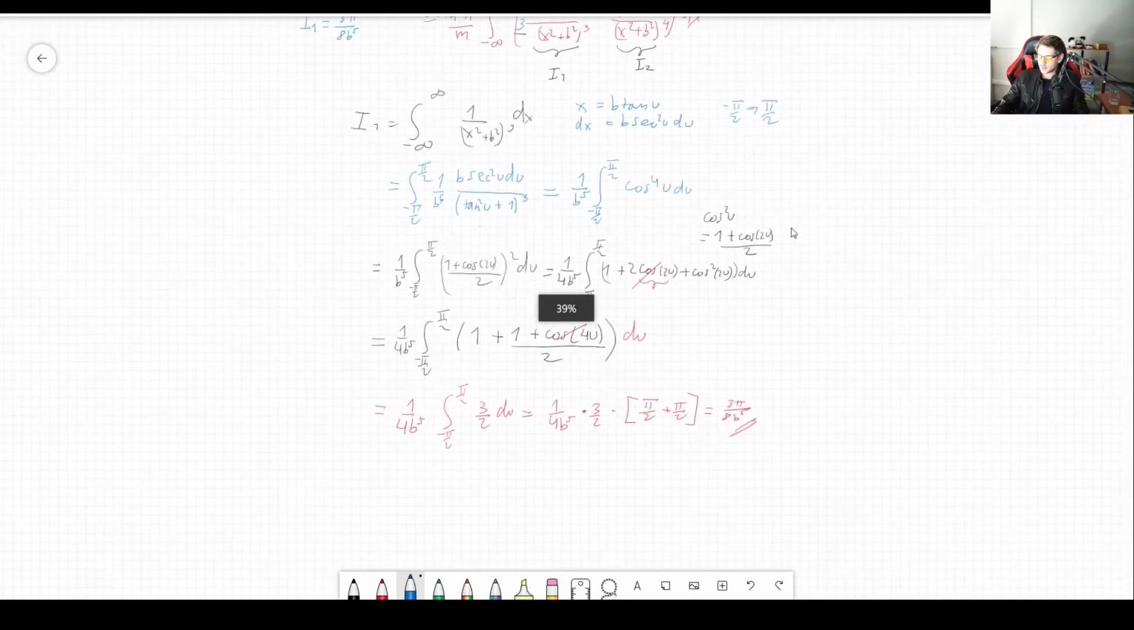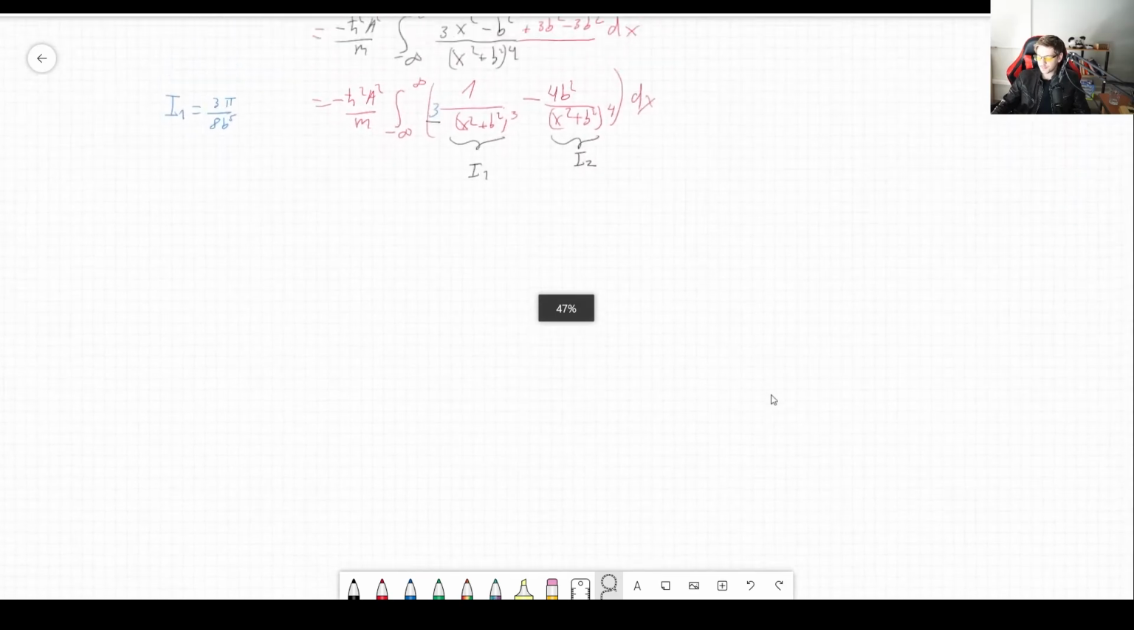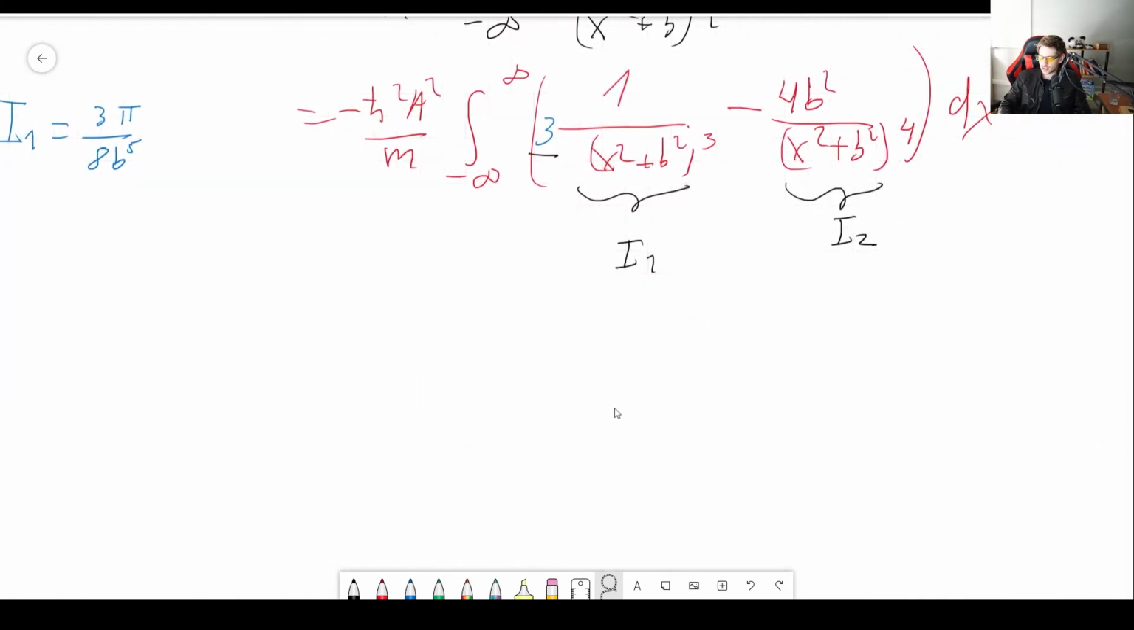Now let me get rid of all this and let's go for the next integral, which will be done in very much the same way. It's going to be the same procedure, right? Because the integral is very, very similar. So in this integral, I2, this is going to be the integral from minus infinity to infinity of dx over (x squared plus b squared) to the 4th power.